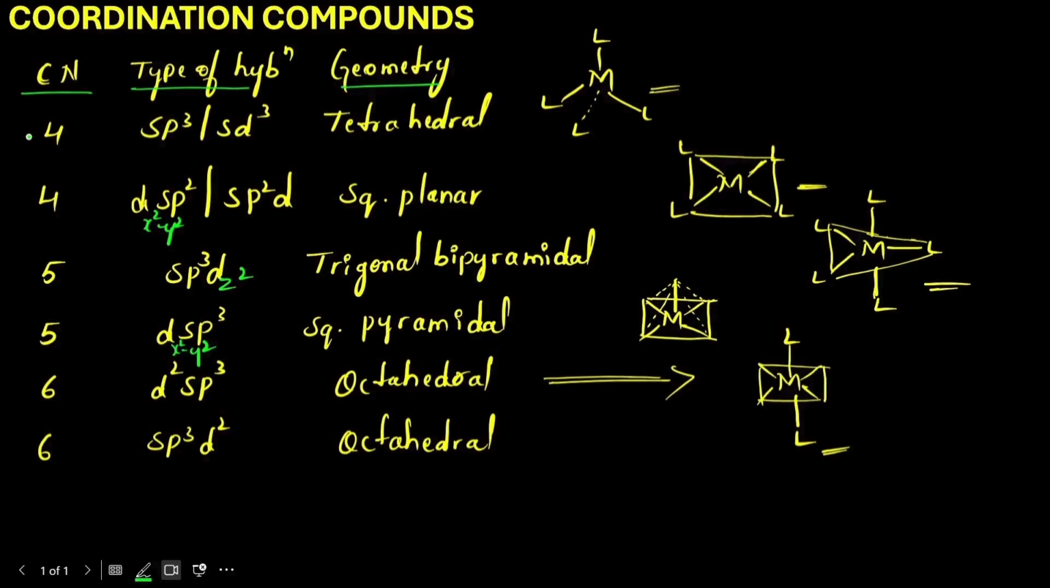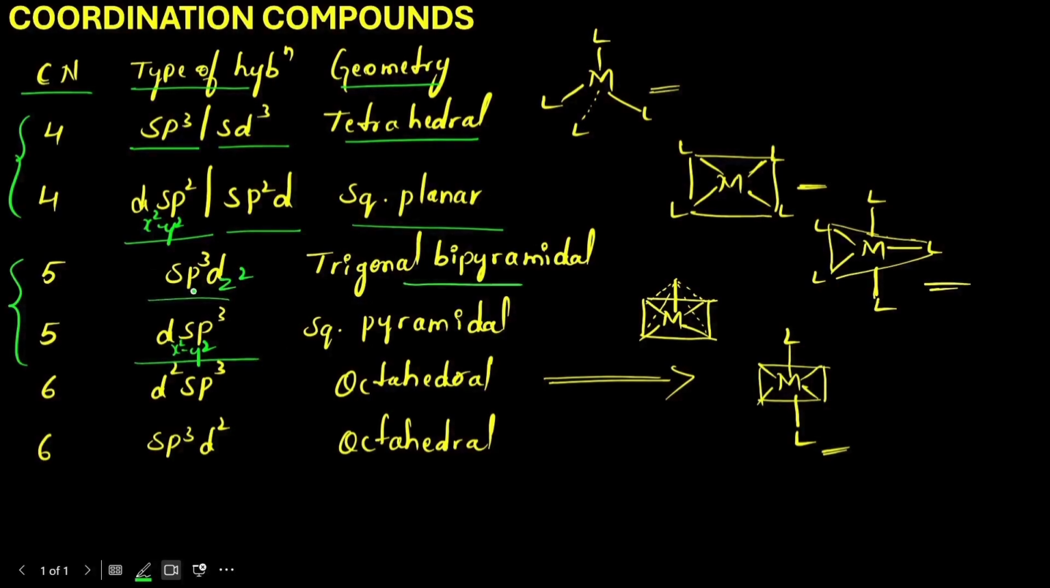For the coordination number 4, 2 types of hybridizations are possible. One is sp3 or sd3, which gives tetrahedral geometry, and another set is dsp2 and sp2d, which gives square planar geometry. Coming to coordination number 5, again we have 2 types of hybridization, that is sp3d or dsp3. Here sp3d gives trigonal bipyramidal geometry and dsp3 gives square pyramidal geometry. Coming to coordination number 6, again 2 types of hybridizations are possible: d2sp3 and sp3d2. Geometry is octahedral in both the cases.